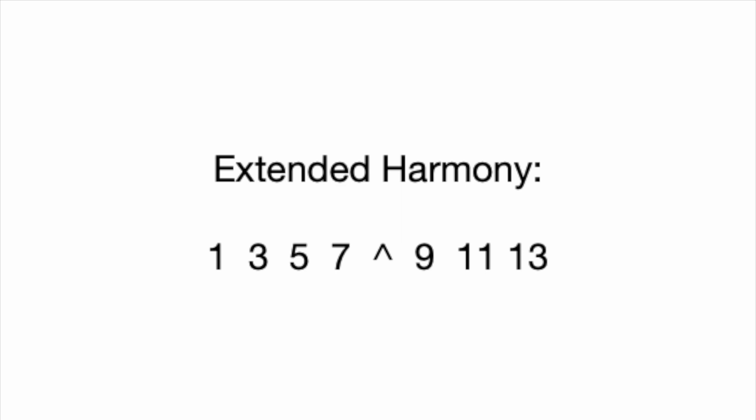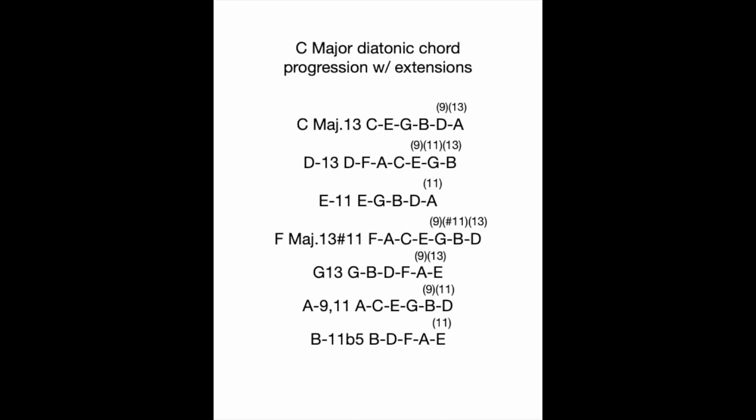pop music. Let's go through the diatonic chord progression in C major with all the extended harmony. The 1 chord in C major would be a C major 7 with extensions 9 and 13. We exclude the 11th because this creates an undesirable dissonance against the major third of the chord. Musicians will often simply write this as C major 13 because the major 7th and 9th are implied.